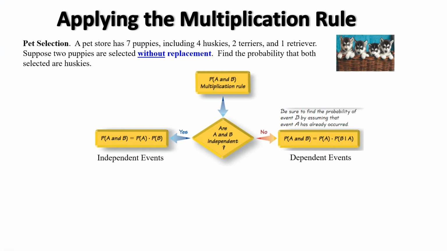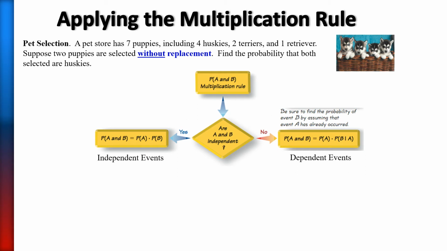A pet store has 7 puppies, which include 4 huskies, 2 terriers, and 1 retriever. Suppose 2 puppies are selected without replacement. Find the probability that both selected are huskies. So the first thing we want to do is identify whether this is an independent event or a dependent event. Well, we have a keyword here, "without replacement," meaning you took the puppy out, but you didn't put it back in there.